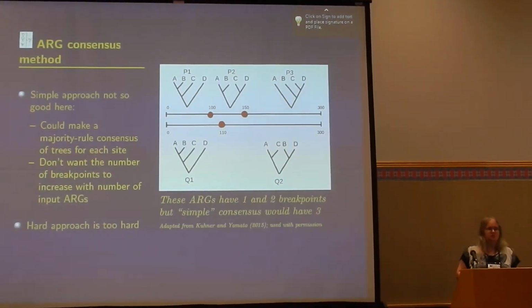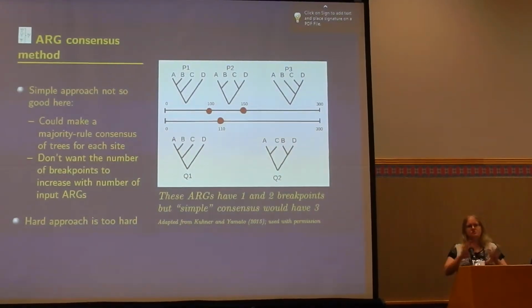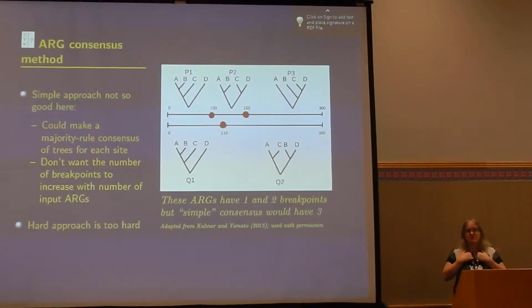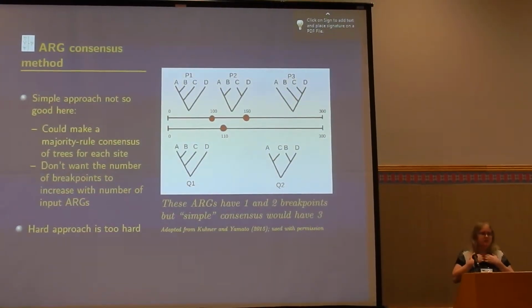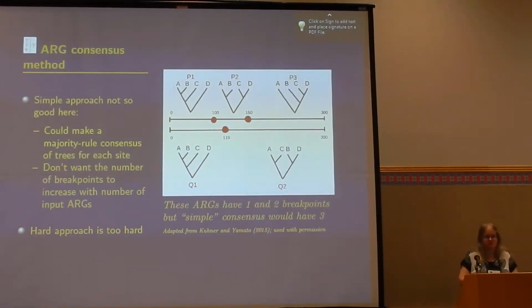So there's also a hard approach where you take the tangled graph structure that I showed in an early slide and you try to make some kind of geometrical consensus of those tangled graph structures. Better minds than me have thought about that problem. For hybridization graphs, it is excruciatingly difficult. We made no progress with it.